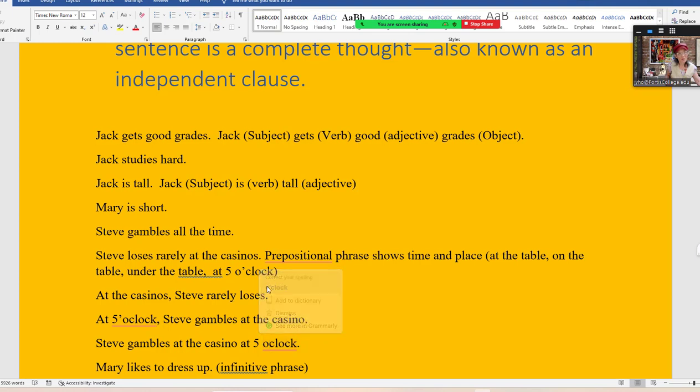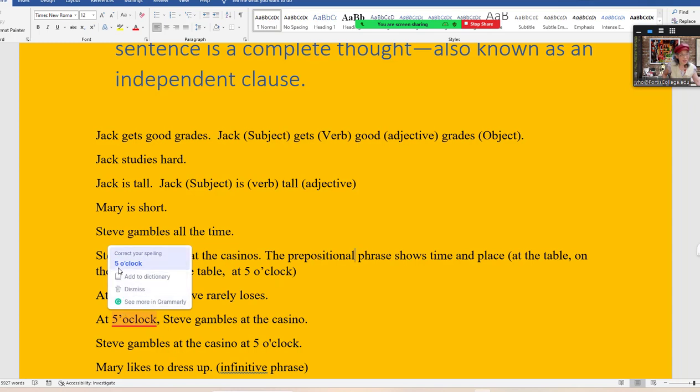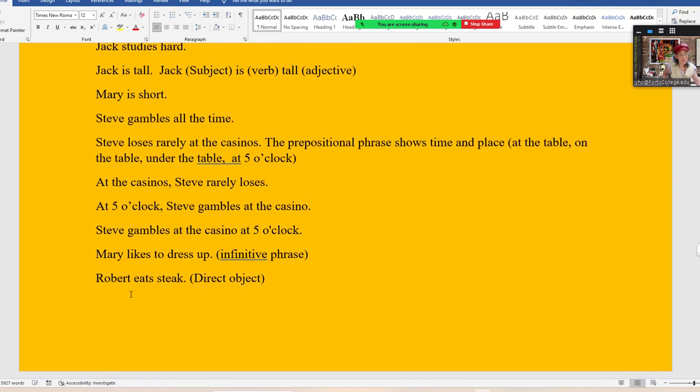And notice how you got all of these red lines. That's from the Grammarly. That means I didn't put in my apostrophe. So that's why Grammarly is great. And at 5 o'clock should be better spaced. That was a mistake over there.